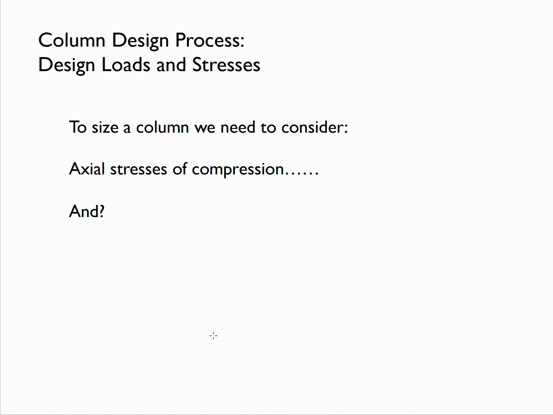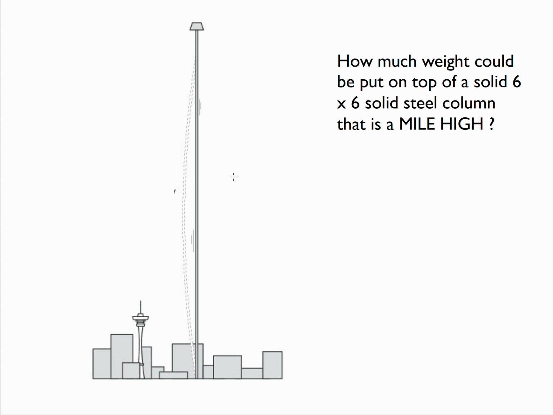So when you actually are thinking about what it takes to design a column, about the loads and the stresses that are within it, in order to size a column, we know that it's being compressed, right? So we have axial stresses of compression. What else do we need to know? For example, if all we need to know is how much stress is under compression, then maybe we could just size a gigantic mile-high column, okay?